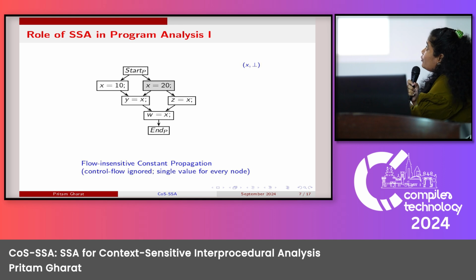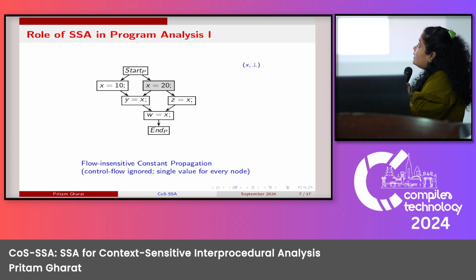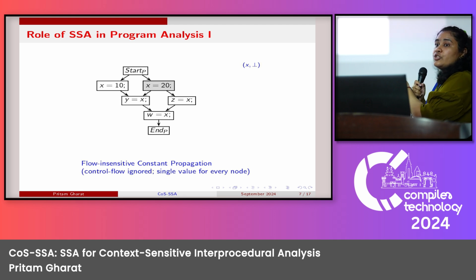For assignment x is equal to 10, we conclude that the value of x is a constant with the value 10. When we analyze x is equal to 20, we see that we've already computed the data flow information as x is constant 10, but now we've got another constant which is not the same value. So we conclude that x is non-constant. Note that x is equal to 10 and x is equal to 20 are along different control flow paths. But this analysis is flow insensitive. We ignore the control flow, and that's the reason why after analyzing x is equal to 20, we infer that x is actually a non-constant value.